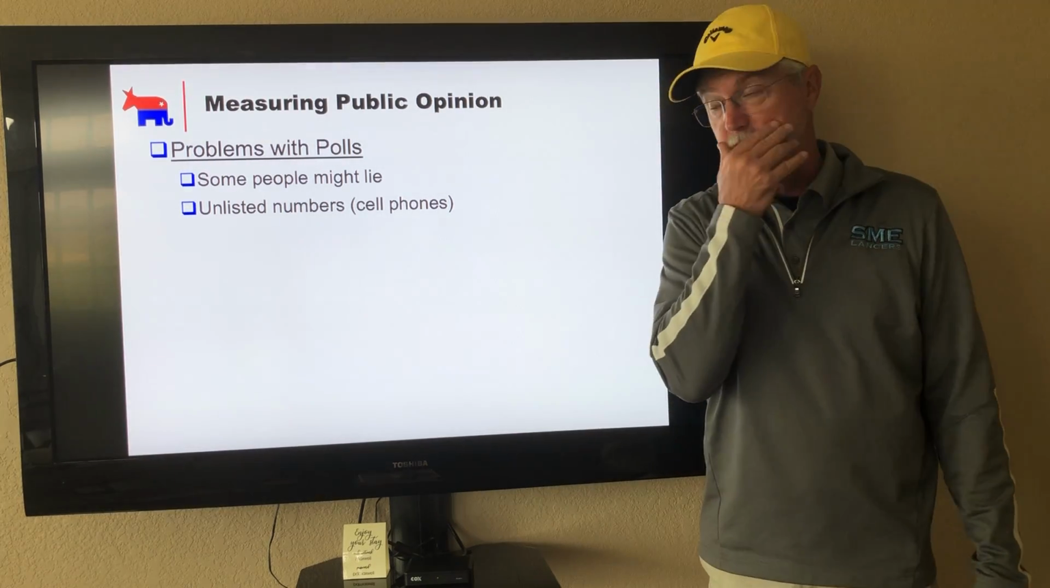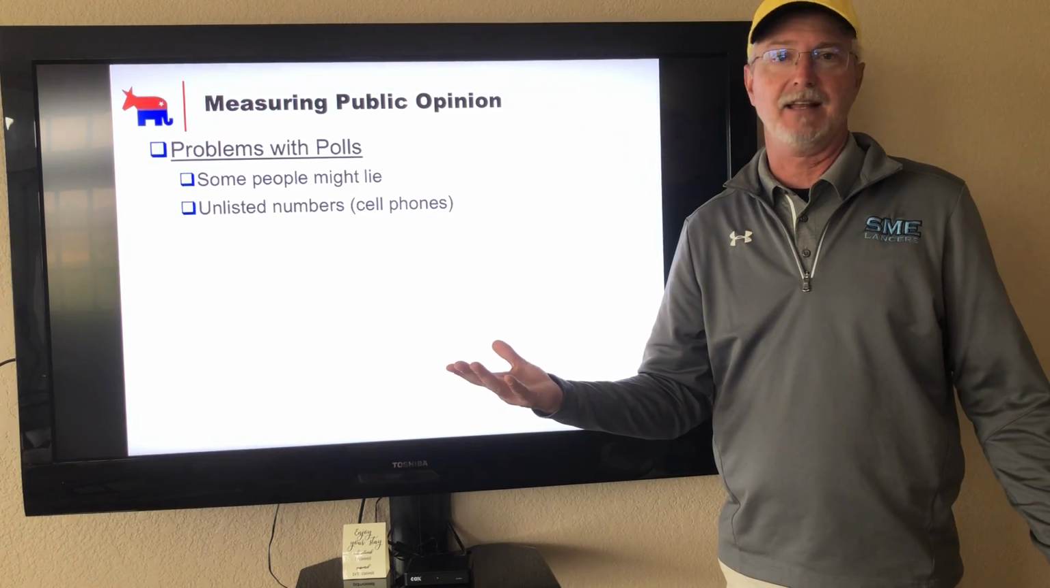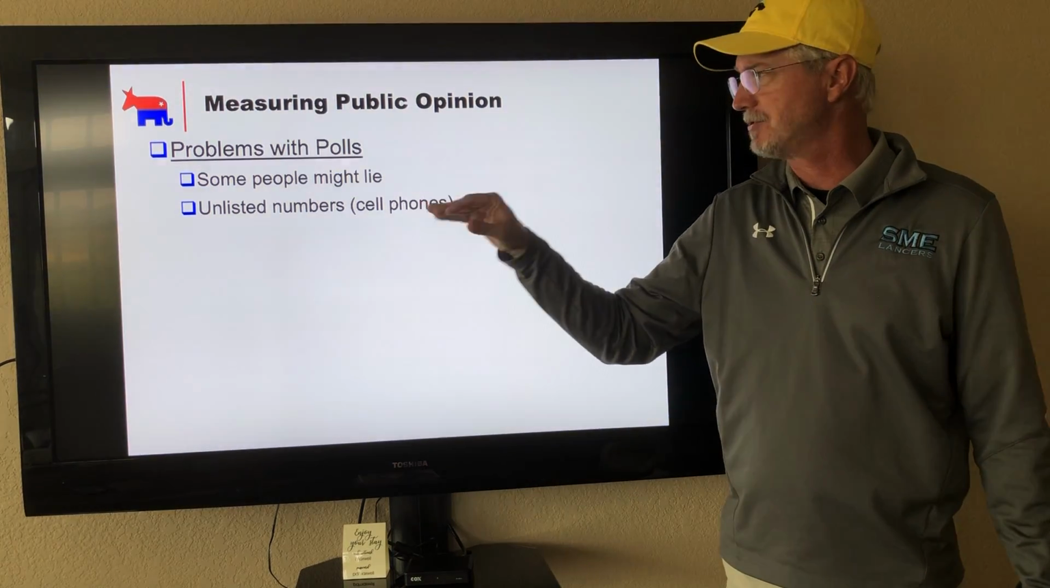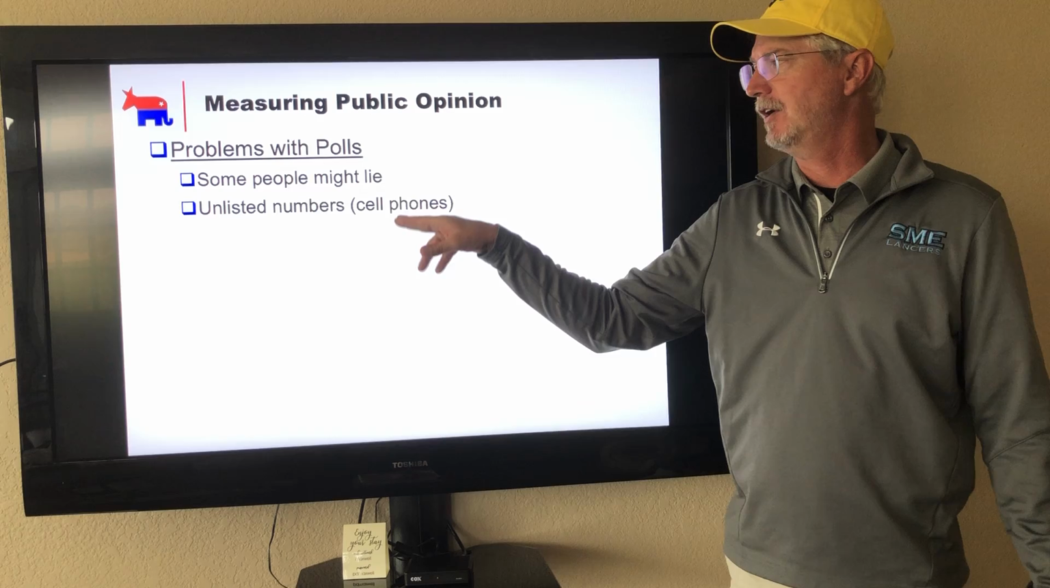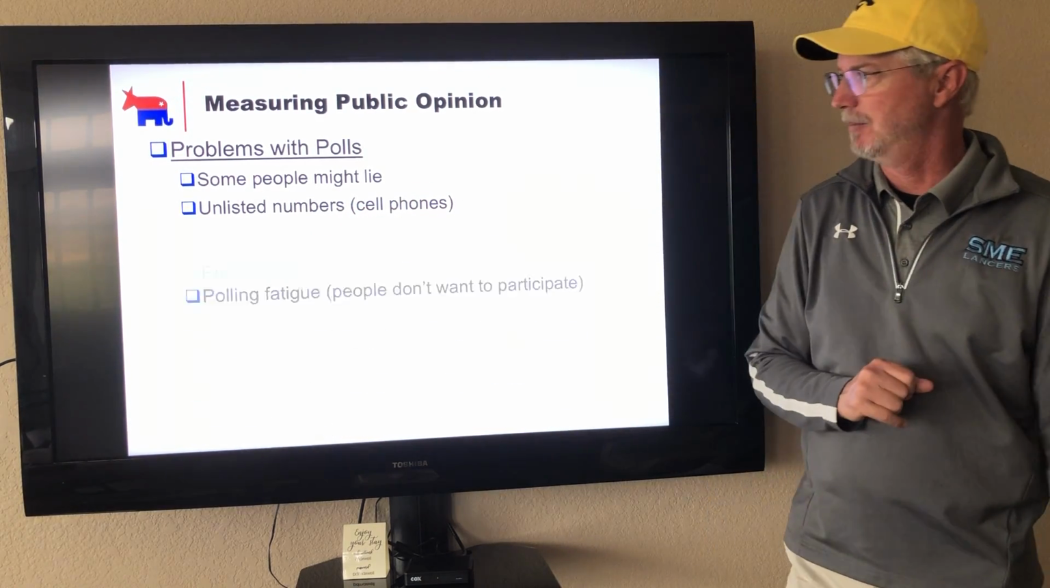Obviously, cell phones become an issue. It used to be you called landlines. Nobody has landlines anymore. So we're going to have to deal with this as pollsters. How do we figure out cell phones, unlisted numbers on landlines? It's going to have to change. So that's a problem as well.